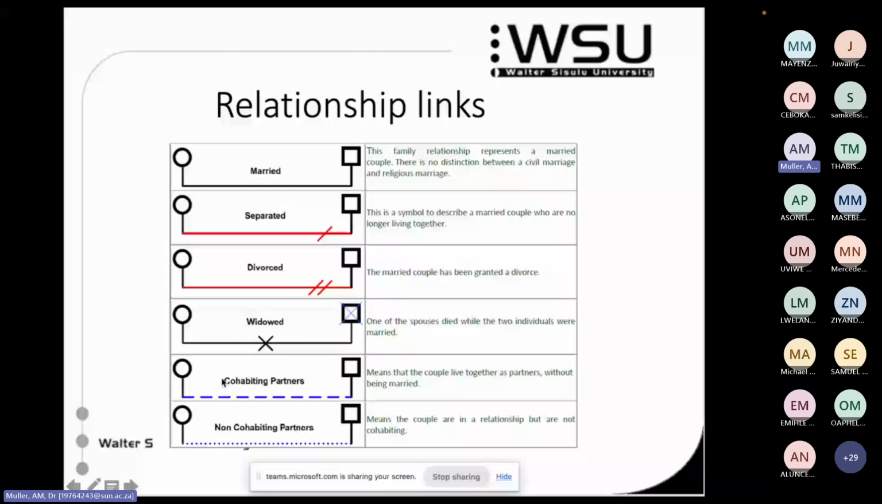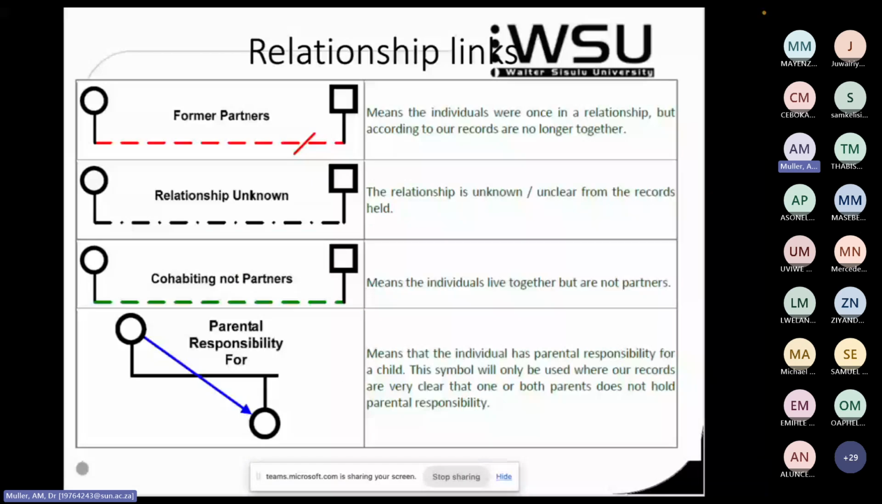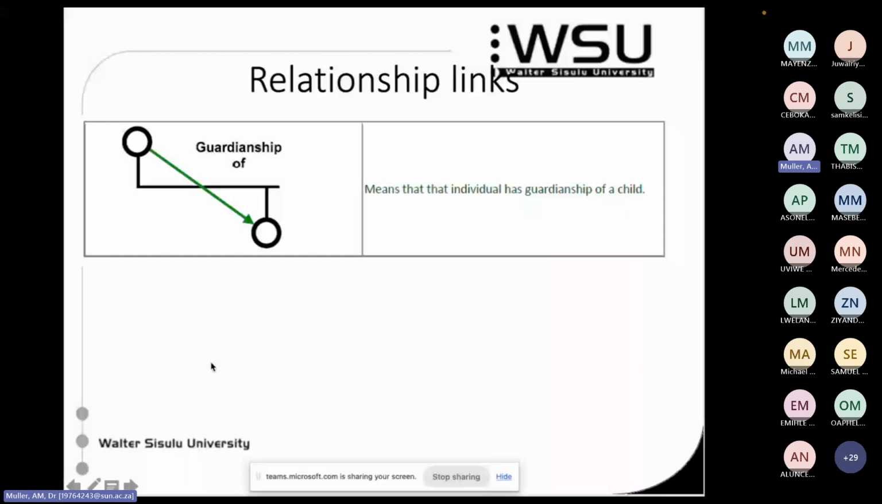Cohabiting partners or non-cohabiting partners, the reality is it's very difficult to know whether people are making dots or little stripes, so just write it in, but it's not there for a straight line. Yeah, and then if you've got, let me just skip that because I don't think we get that detailed.